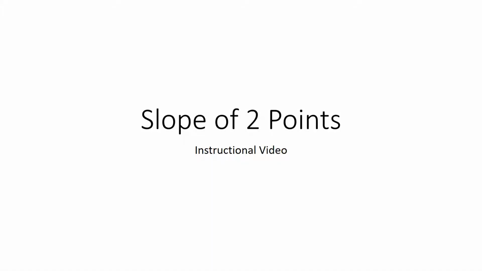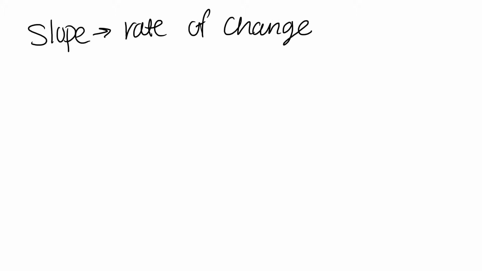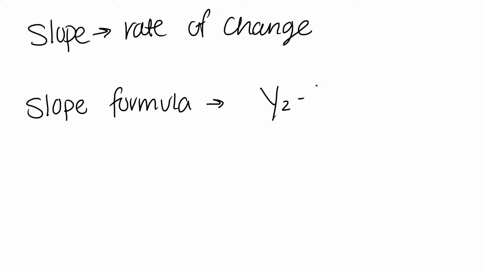This is an instructional video of how to find the slope of 2 points. We know that the word slope stands for rate of change. Typically, rate of change is found when we want to find the constant rate of change. To find the slope of 2 points, we're going to use what is called the slope formula. The slope formula is y2 minus y1 over x2 minus x1.